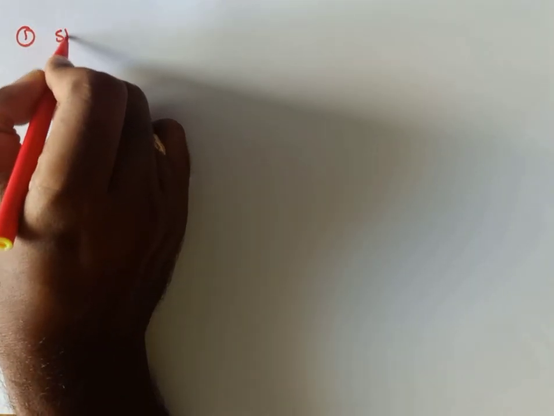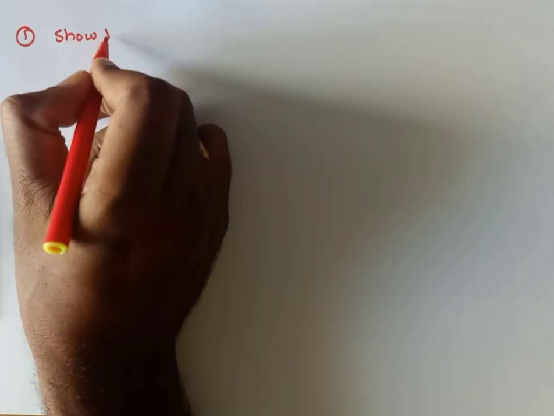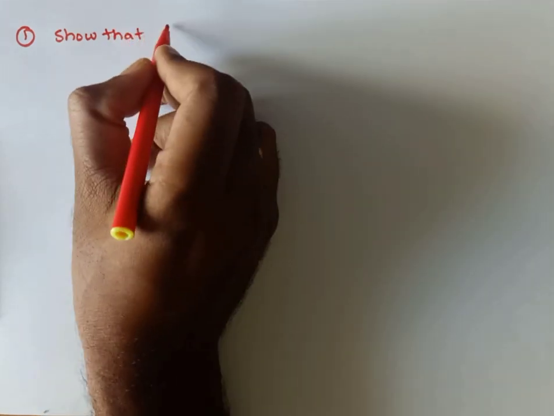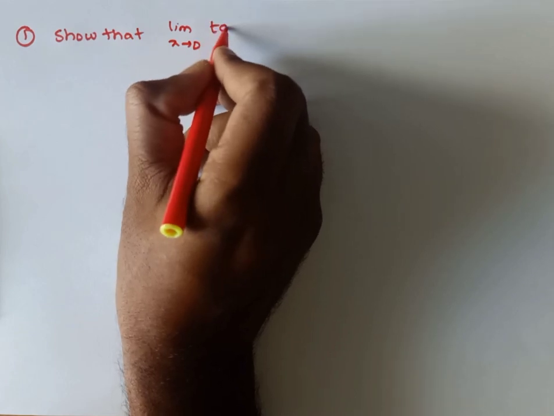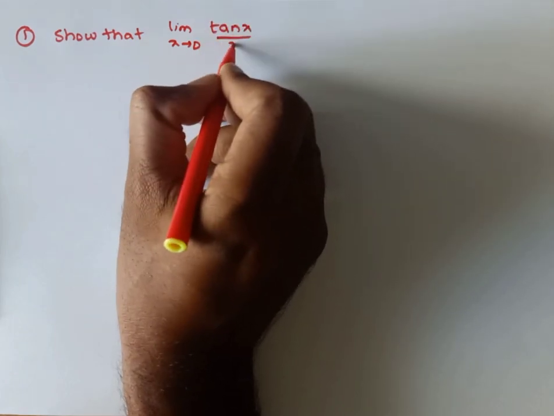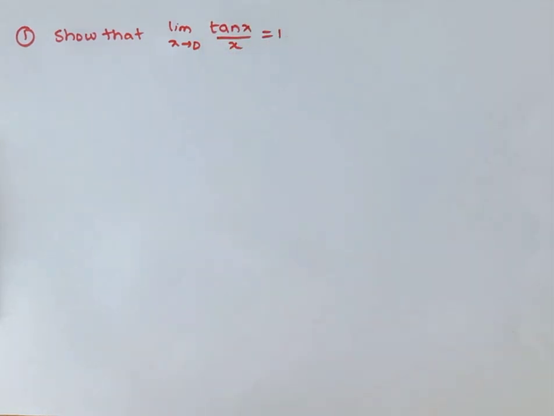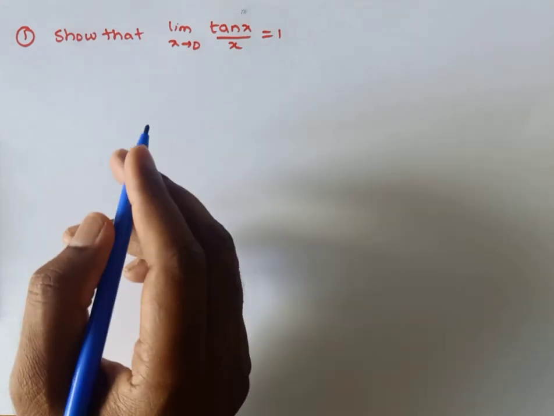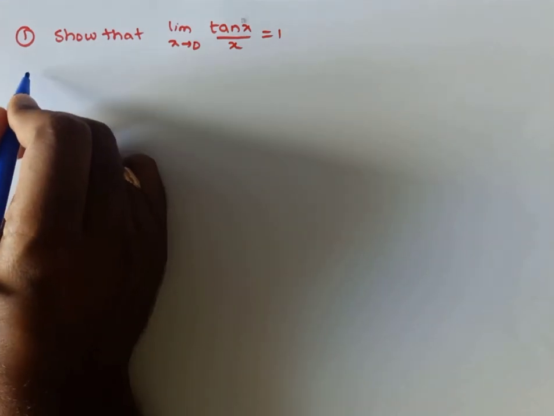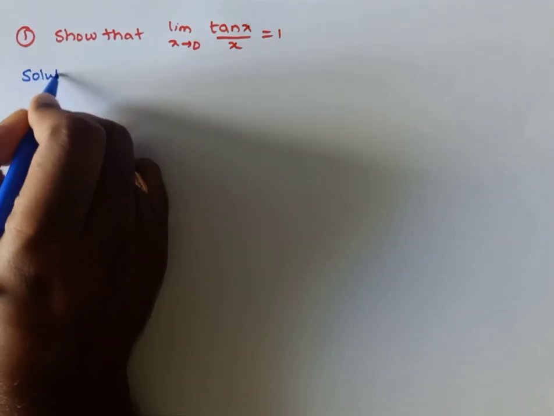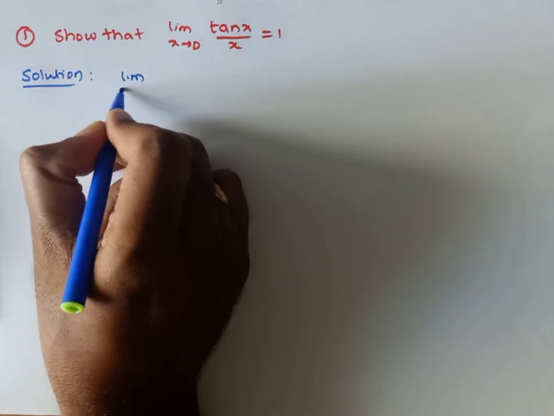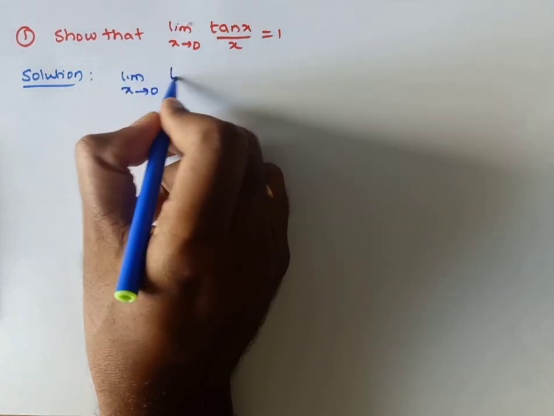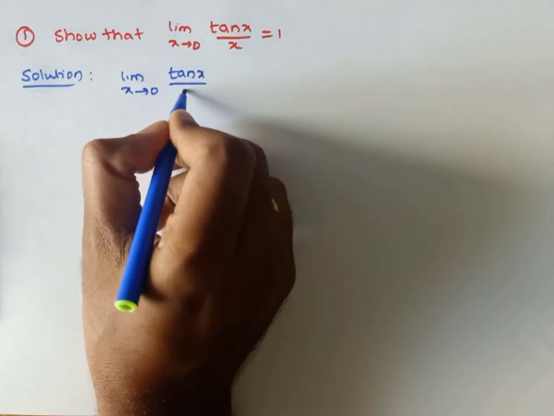Show that limit x tends to 0, tan x by x is equal to 1. So here we need to show that the limit x tends to 0, tan x by x, is 1.